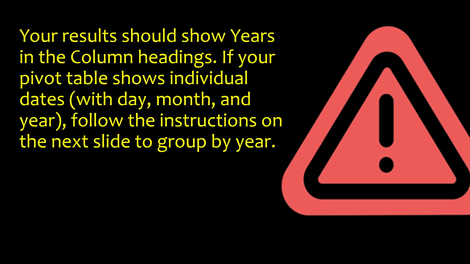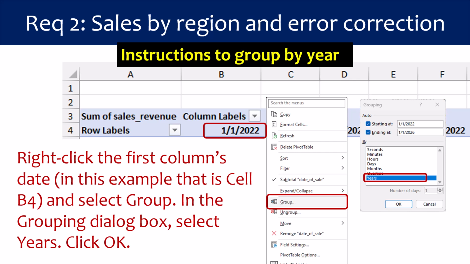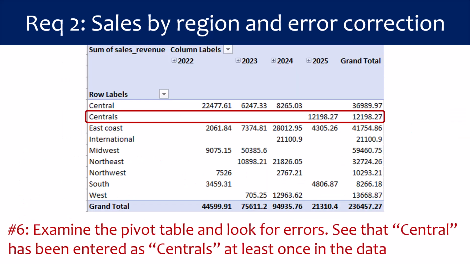Your results should show years in the column headings. If your pivot table shows individual dates, with day, month, and year, follow the instructions on the next slide. If your columns do not group by year, follow the steps on this slide. Right-click on the first column's date. In this example, that is cell B4, and select Group. In the grouping dialog box, select Years. Click OK. Now back to everyone.